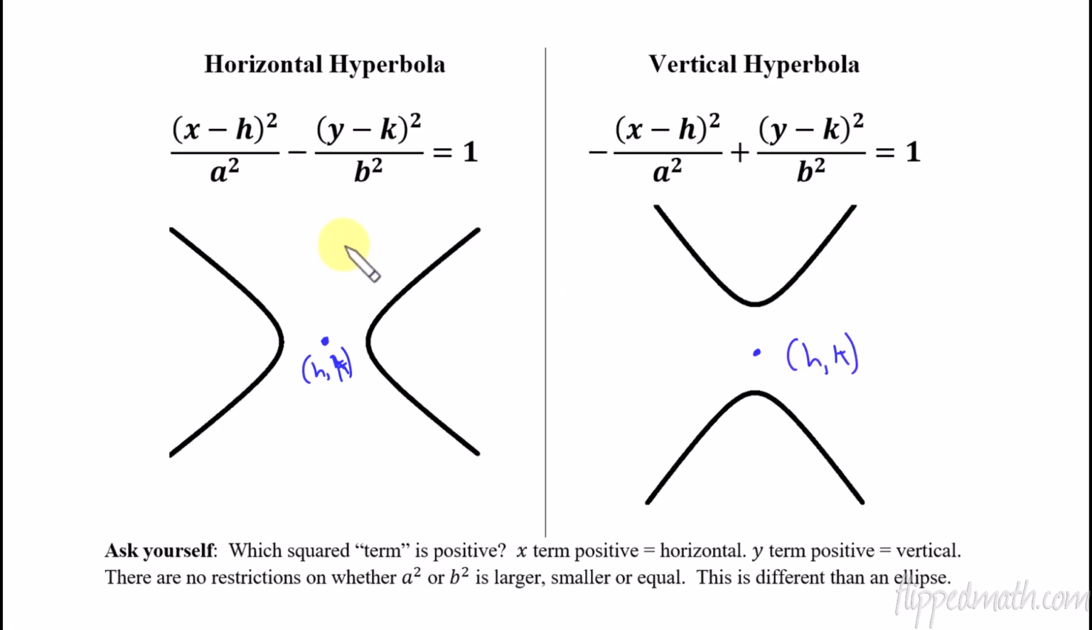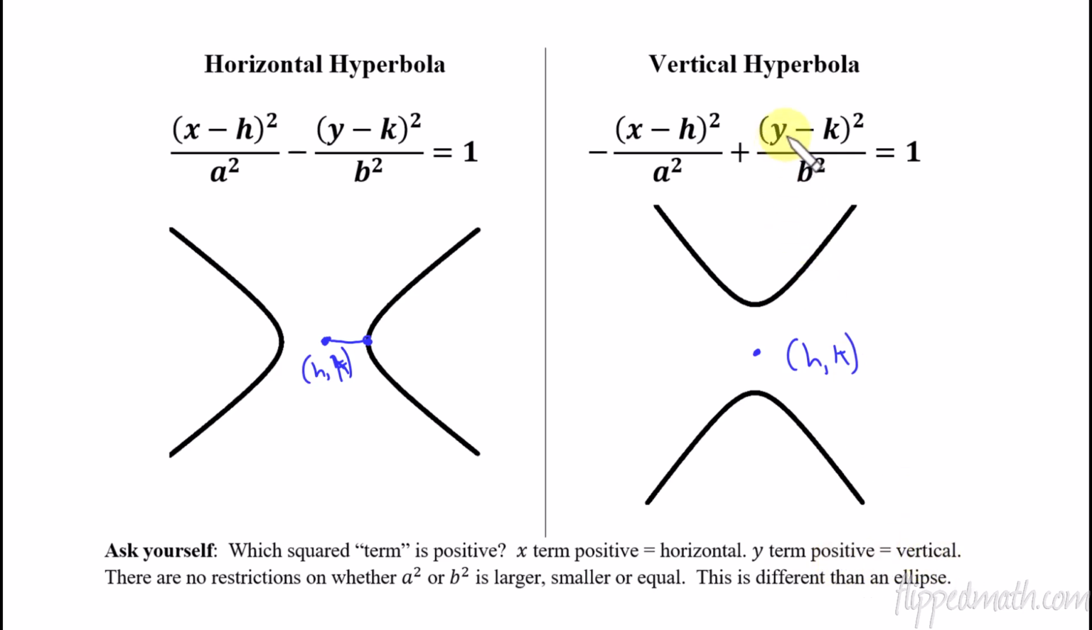Now what else we have going on is the distance between these things. So that distance right here from the center to this vertex is going to be one of these values, either a or b, not a squared or b squared. And the way you know which one it is, it's the one that's underneath the positive term. So you see down here, which squared term is positive? If the x term is positive, it's a horizontal hyperbola. If the y term is positive, it is a vertical hyperbola.